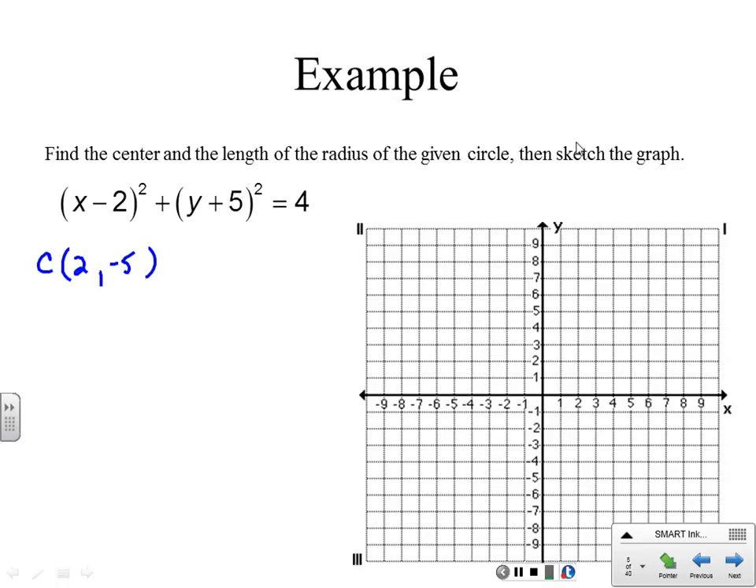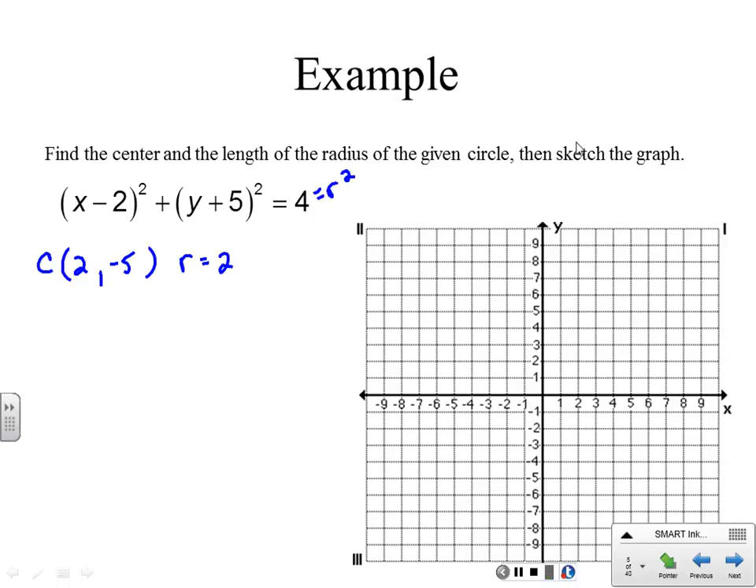Now, watch this. 4 is actually r squared, because that's what your formula says. Look at your cheat sheet. That's why I asked you to print it out. In standard form, that last number, that constant on the right, is actually r squared. So what would r be? 2.